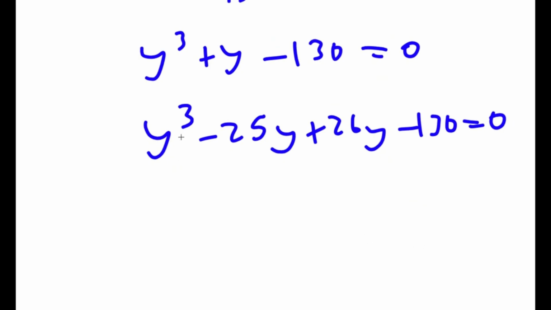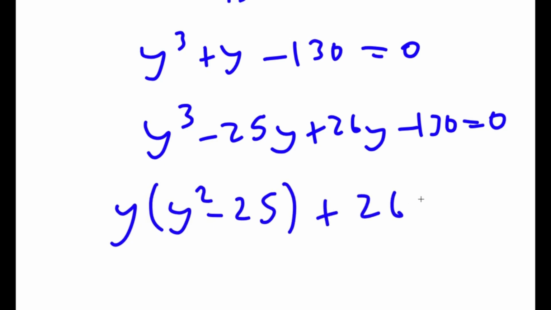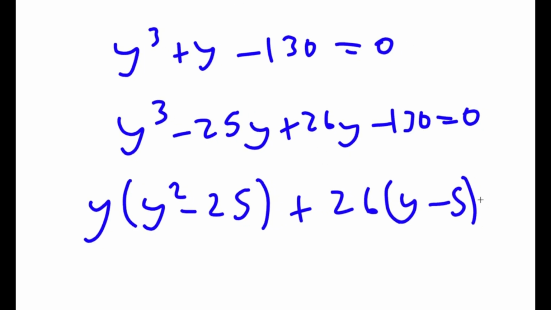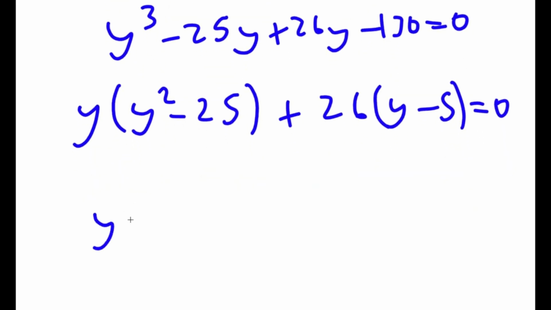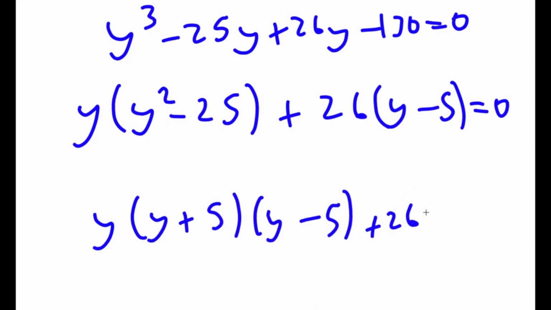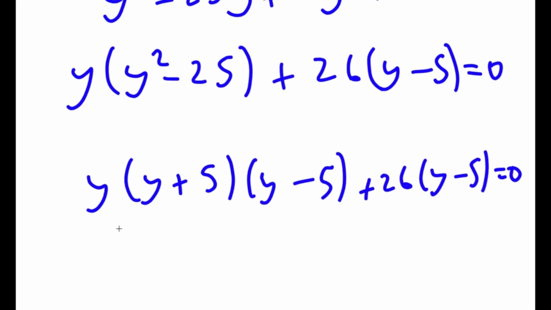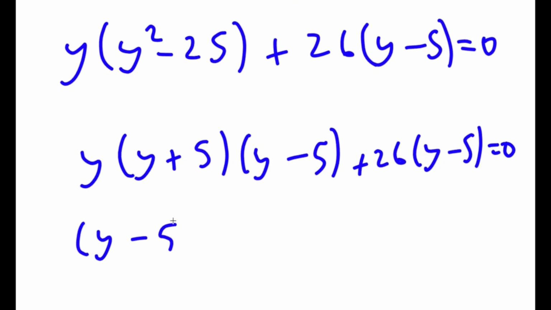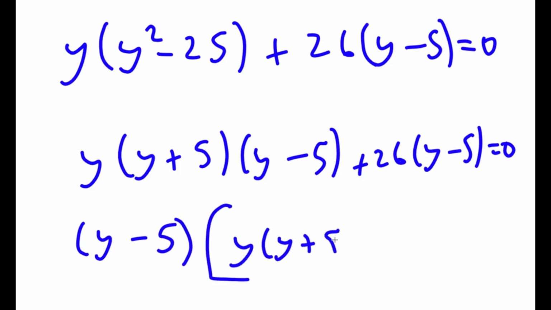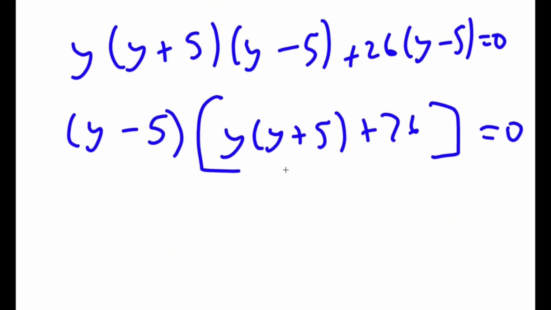And now for y to the power of 3 minus 25y, the greatest common factor is y. So I get y times y squared minus 25. For 26y minus 130, the greatest common factor is 26, so I get 26 times y minus 5 is equal to 0. And y squared minus 25 is the same thing as y plus 5 times y minus 5. And now if I factor out y minus 5, I get y minus 5 times y plus 5 plus 26 is equal to 0.